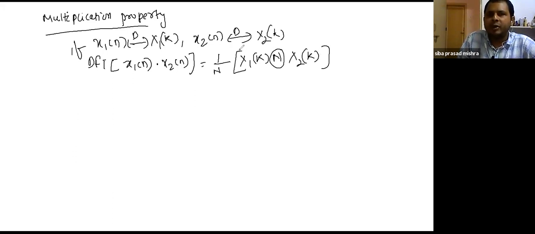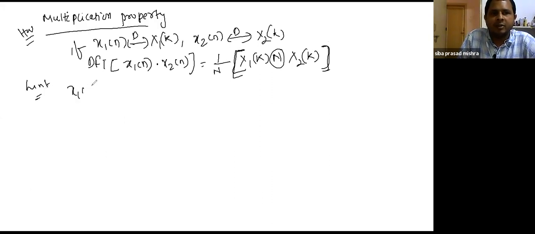Same way, you people will do the proof. Just try it by yourself. What to do? Simply replace x1[n] by its inverse discrete Fourier transform. I did this in the discrete Fourier series again and again, so this is homework. It's very easy. I am giving a hint.